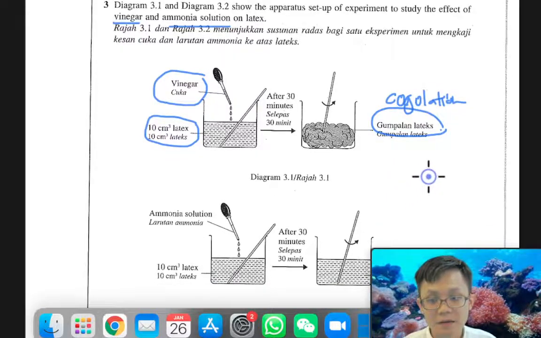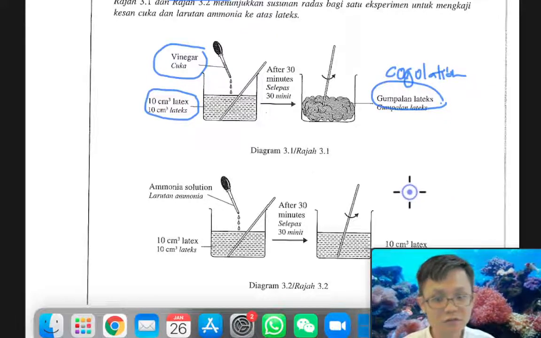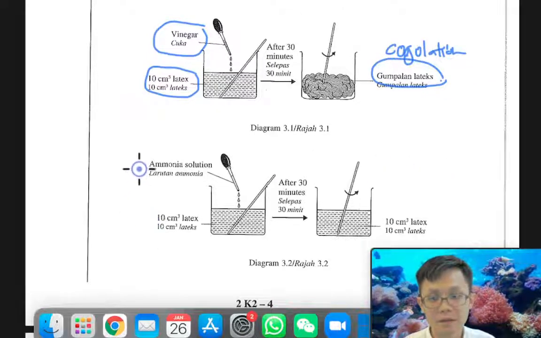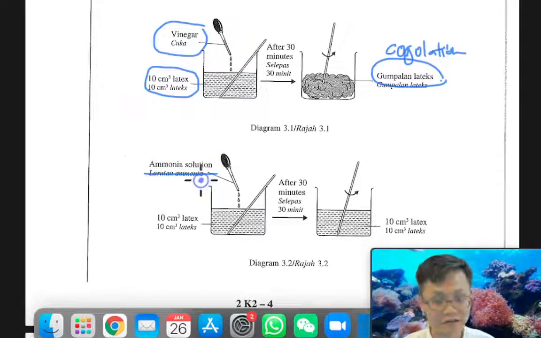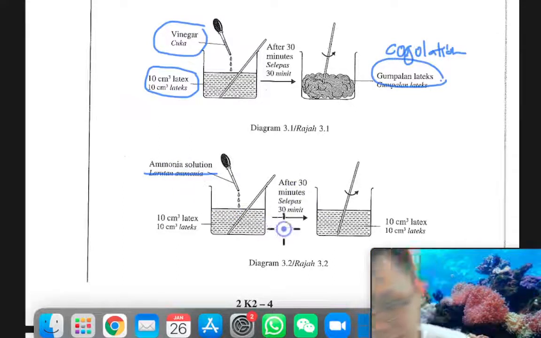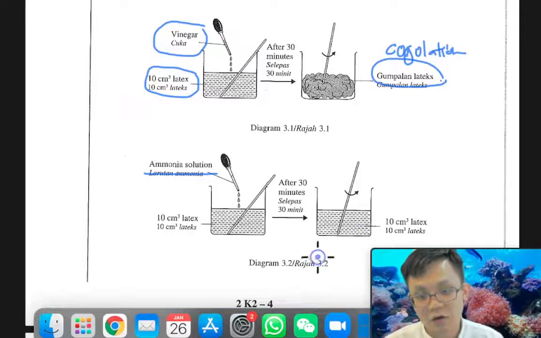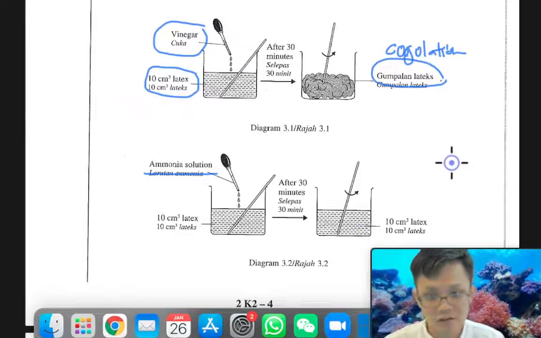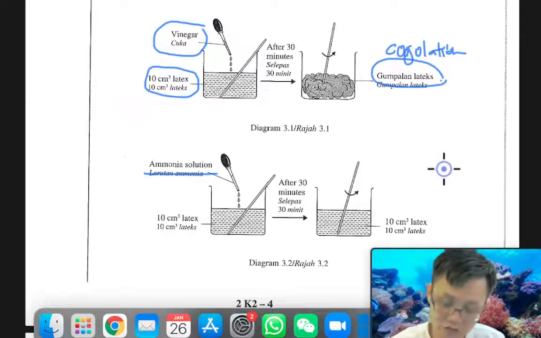Then after that, how do we make it become liquid again? We use an alkali, such as ammonia solution. We put it inside, and after you mix it, it will become liquid again. Why do we want to do that? Why do you want to make it coagulate and then make it become liquid again?